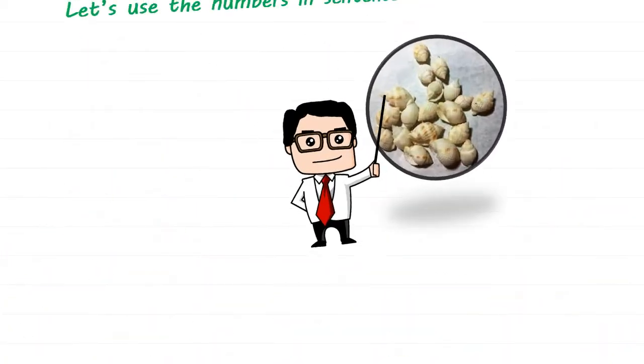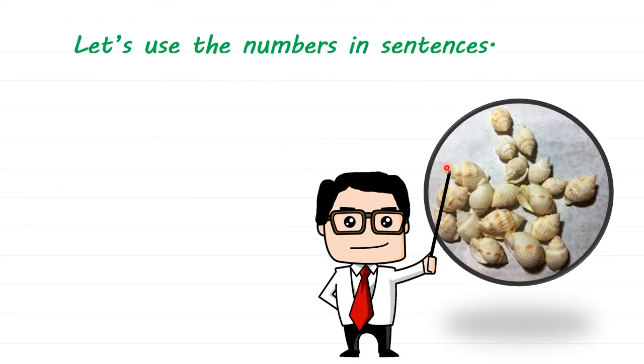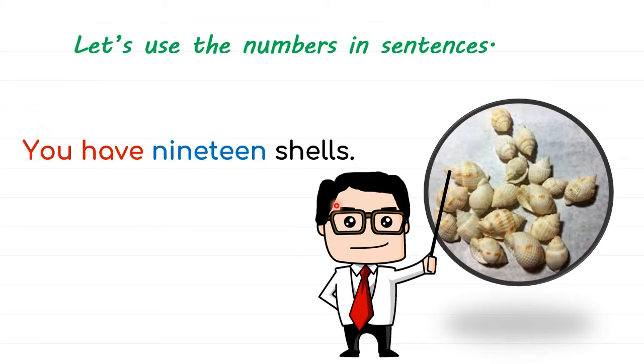Next is, you have 19 shells. Here we have 19 shells ataupun 19 cangkerang. Untuk you, kita masih lagi pakai have. Ingat lagi, for you, we use have. We can write in words ataupun gunakan nombor. You have 19 shells.